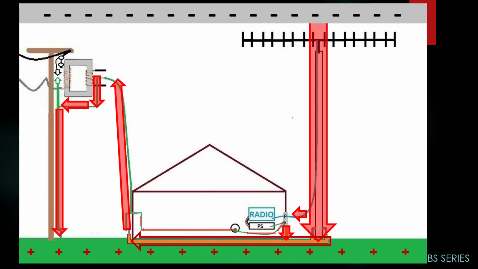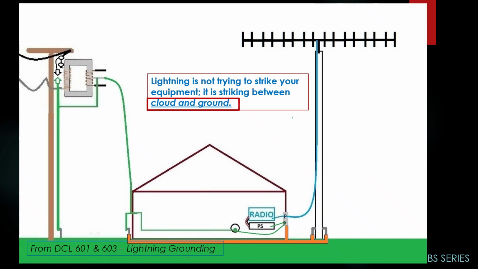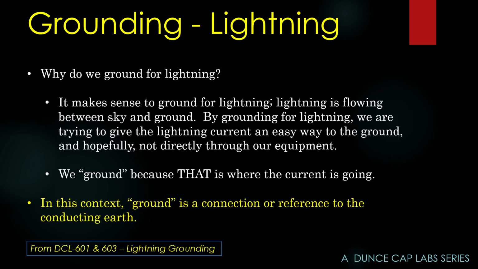Anyway, the point of all of this is lightning is not trying to strike your equipment or you. Lightning flows between the cloud and the ground. What we're doing when we ground is we're really bonding to Earth, so we're part of the Earth, and we're not a victim of the lightning. So it makes sense to ground for lightning, obviously. We ground because the Earth, that is the ground, is where the current is going. So in this context, ground is a connection or reference to the conducting Earth.